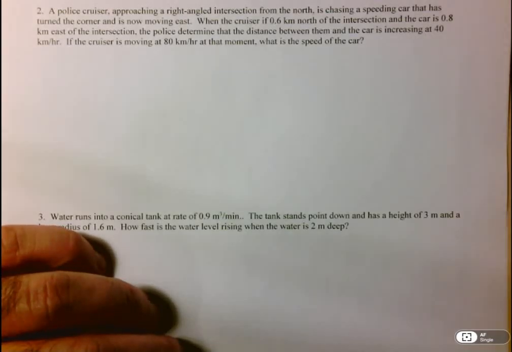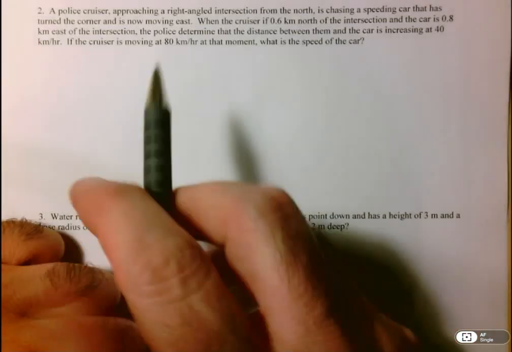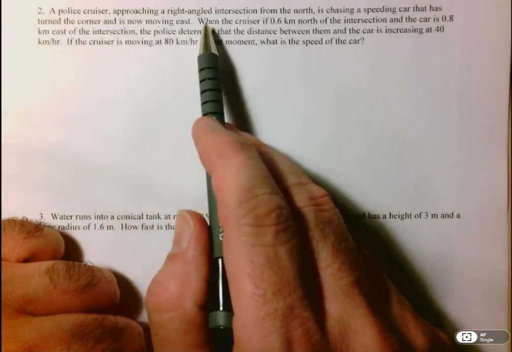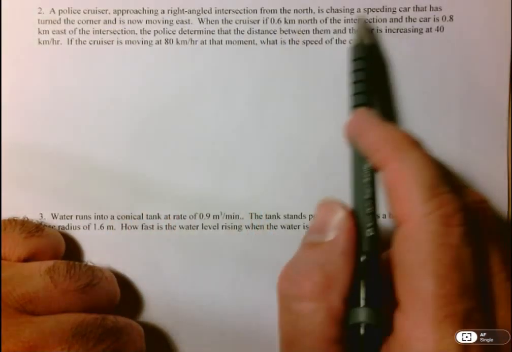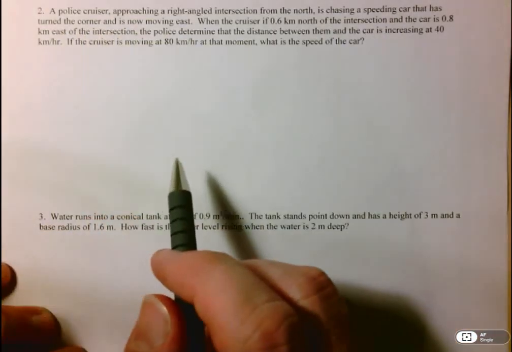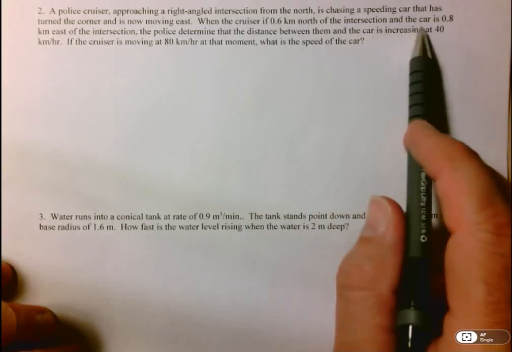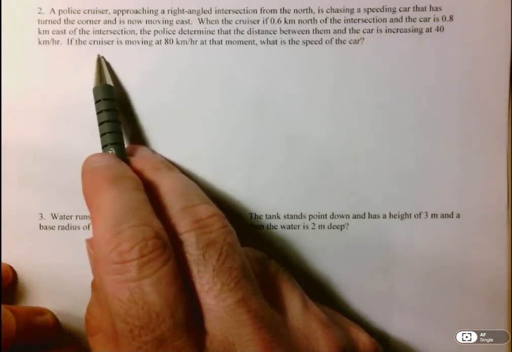Hi folks, we're now going to take a look at number 2 from the related rate sheet. So here, let's read the question. A police cruiser is approaching a right-angled intersection from the north, chasing a speeding car that has turned the corner and is now moving east. When the cruiser is 0.6 kilometers north of the intersection, the car is 0.8 kilometers east.